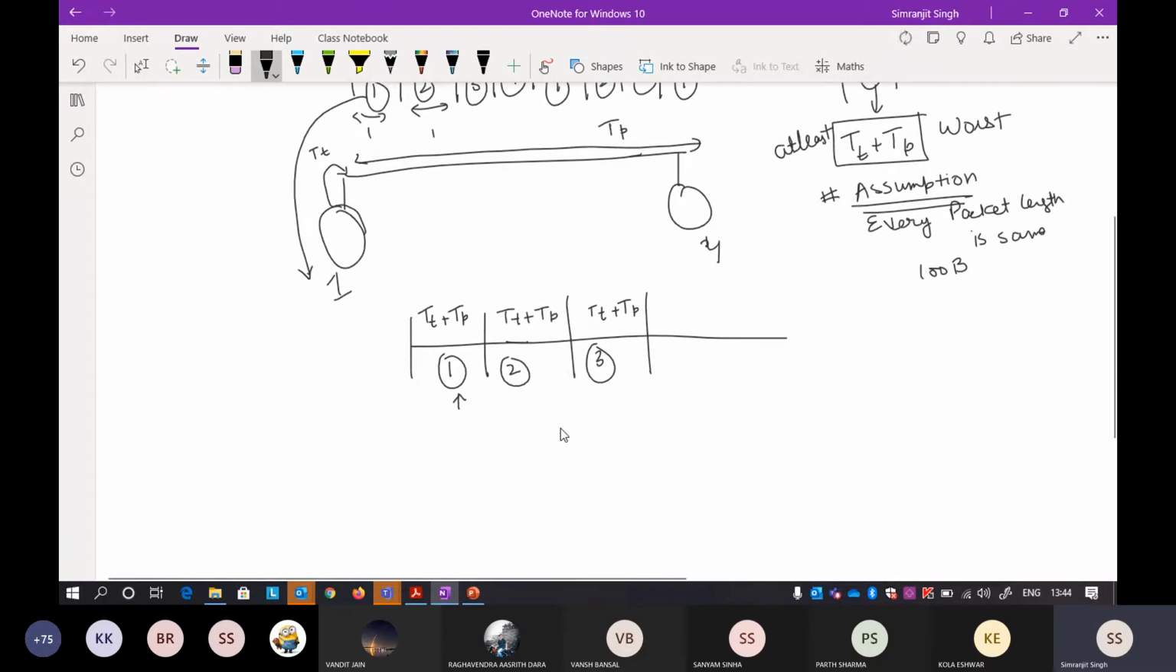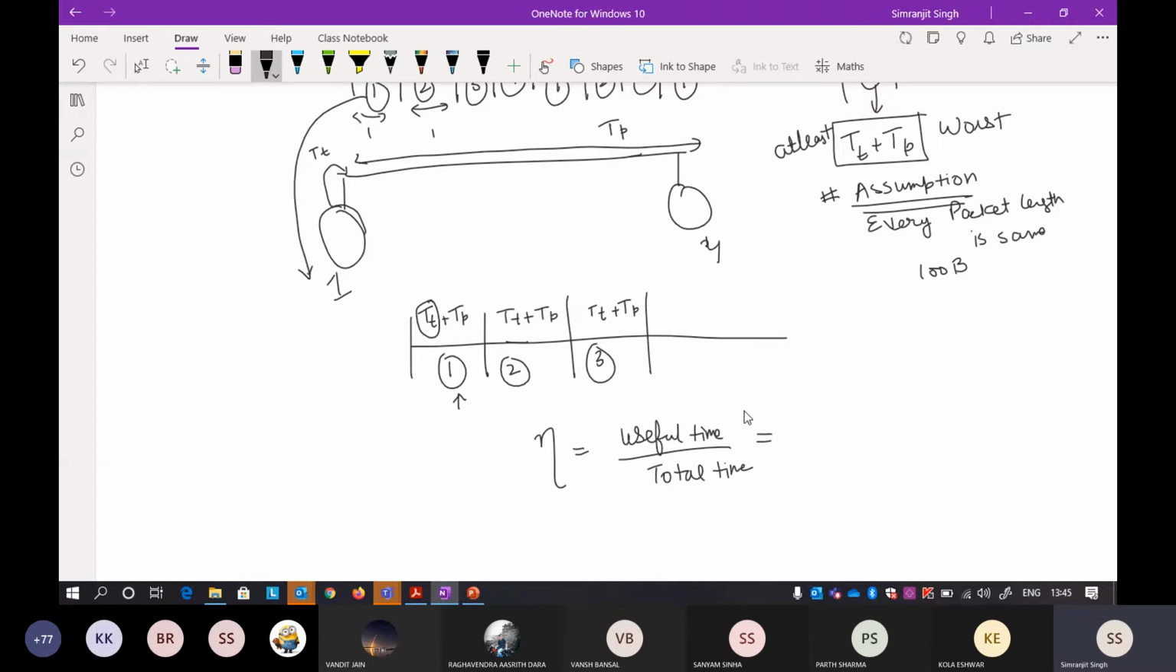If I try to find the efficiency here, what will it be? Efficiency, you already know, is useful time over total time. Here, the useful time is TT, because you are doing some work, and then you are waiting for TP time because there is no acknowledgement in the DLL, so you are just sending the packet and waiting for TP amount of time.